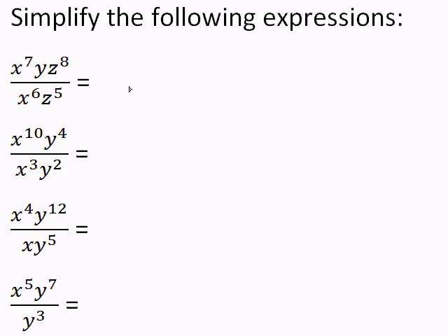X to the 7th over x to the 6th is going to give me x to the 7 minus 6, or x to the 1st. Y over, there's nothing to divide y by, so it just says y. Z to the 8th over z to the 5th becomes z to the 8 minus 5, or z to the 3rd. The next one, x to the 10th over x to the 3rd is x to the 7th. Y to the 4th over y squared is y to the 4 minus 2, or y squared.